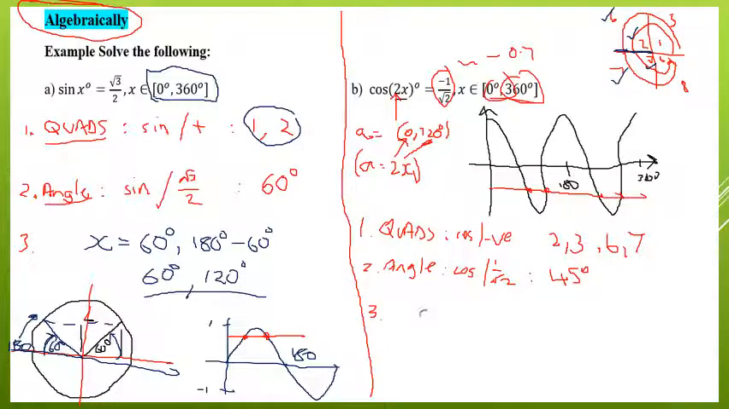So we're talking about A. In the second quadrant, it's going to be 180 minus 45. The third quadrant, I start at the x-axis, I'm at 180, but I've got to add 45.